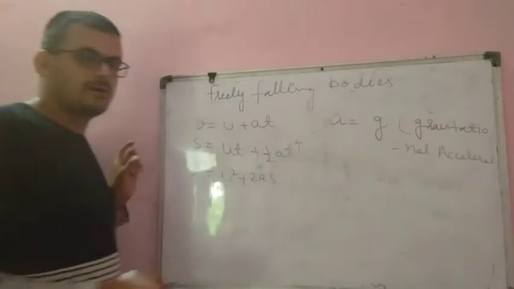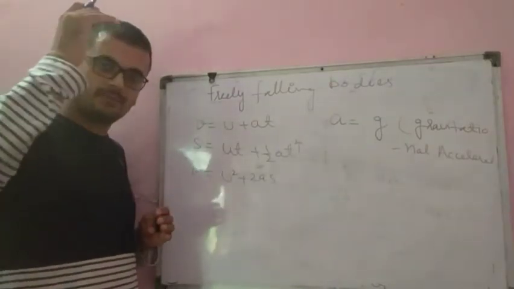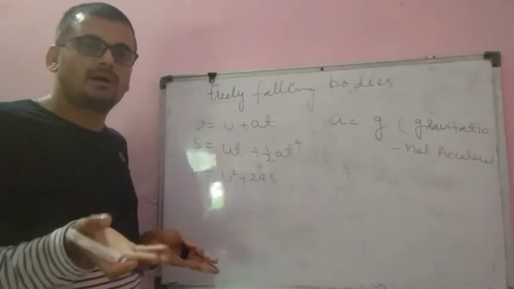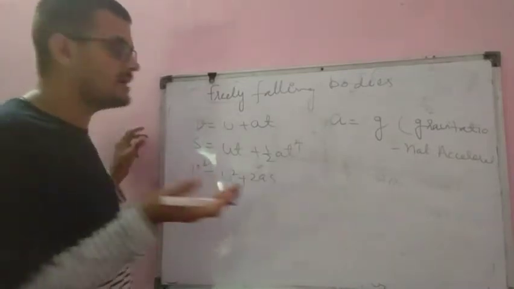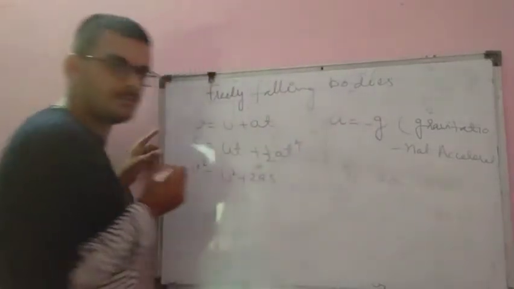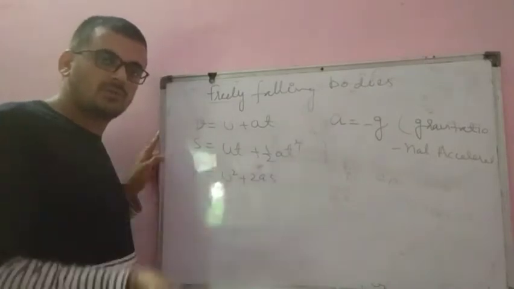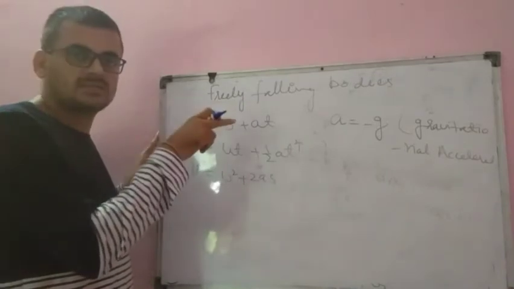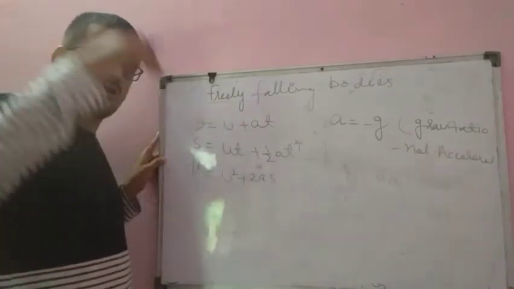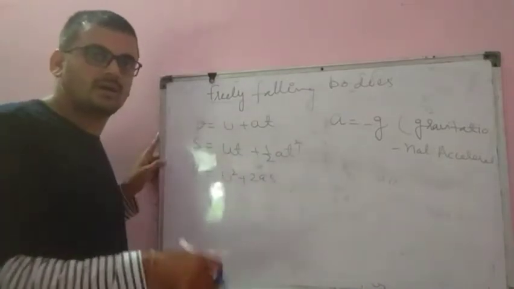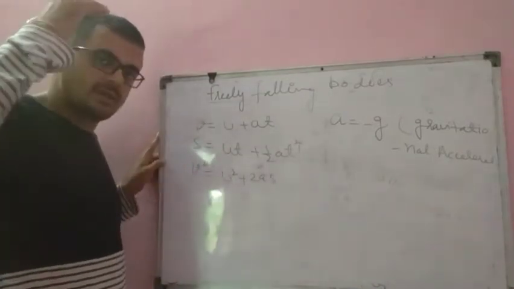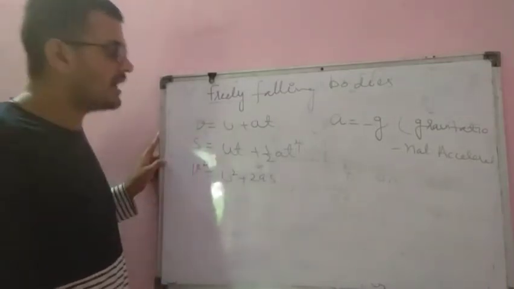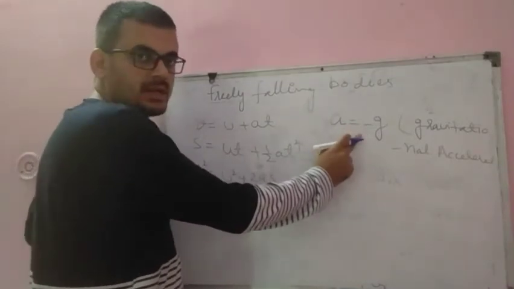Whether the body is falling down or we are throwing the body in the upward direction, we always take the direction of g as negative. Whether the body is going up or falling down, we will take g as minus because it always acts towards the downward direction. Gravitational pull is acting towards the center of the earth. So we always take g as minus g.